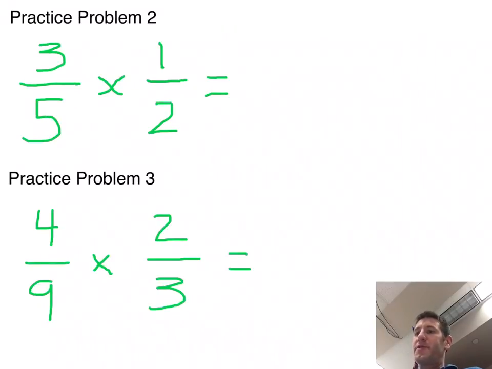So for practice problems 2 and 3, what I'd like you to do is to multiply 3/5 by 1/2 and 4/9 multiplied by 2/3. Please solve those two using the strategies that we learned in this lesson. And just to recap, what we did is we answered the question together, how can we multiply a fraction by another fraction?